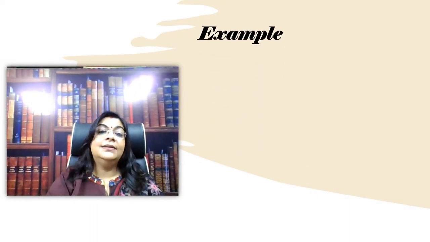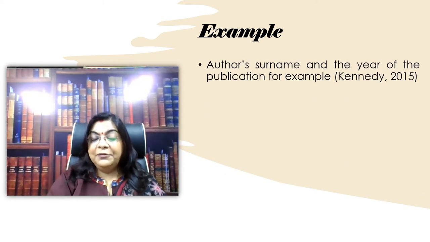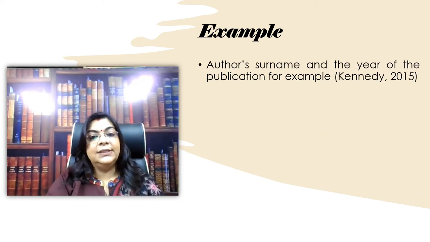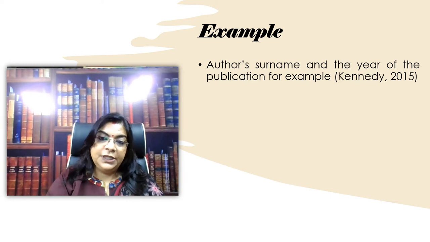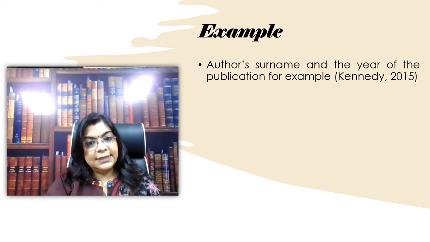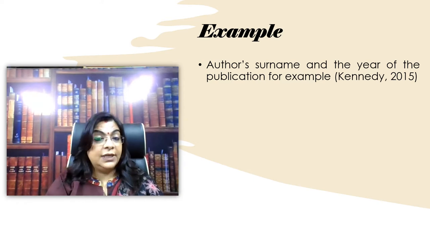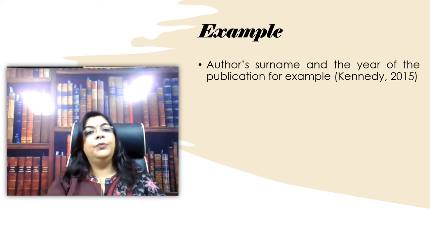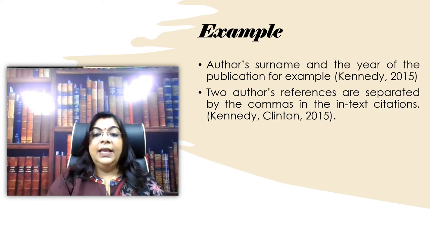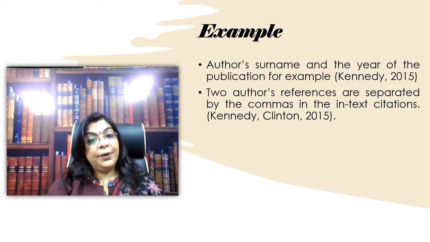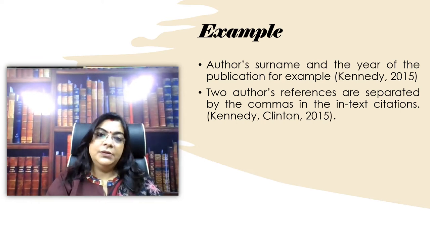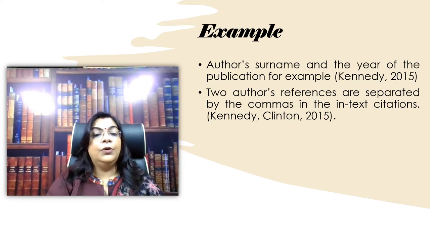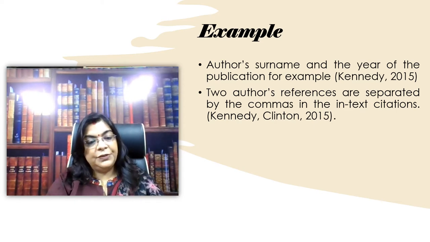Now let's understand this with the help of examples. The first thing is, as I said, that you have to write the author's surname and the year of publication. For example, Kennedy 2015. That means there is an idea, a sentence of the work which you have taken from other research, then you have to write the name. Then if you are quoting more than one writer, that means if there are two writers, you can simply write with the help of a comma, Kennedy, Clinton 2015. That means you are quoting the work of two authors from 2015.